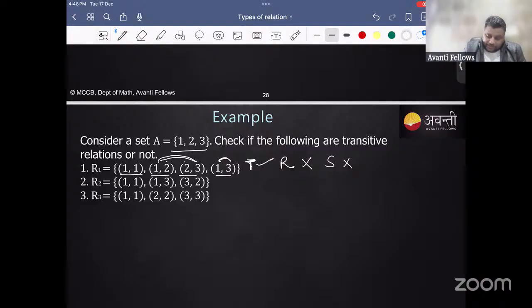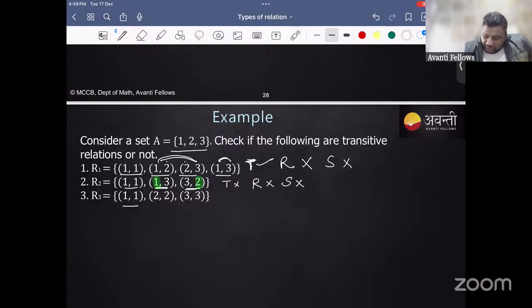Done. Now see R2. (1, 1), (1, 3), (3, 2). Now see (1, 3), (3, 2) is here, but (1, 2) is not here. (a1, a2) and (a2, a3) is here, but (a1, a3) is not here. So it is not transitive. Definitely not reflexive because (2, 2) is not here. Definitely not symmetric because (1, 3) is here, but (3, 1) is not here.